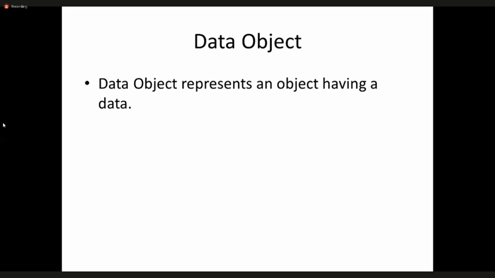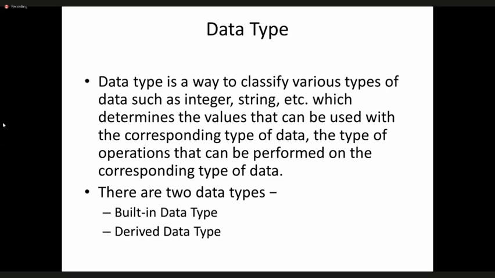Then we come across this term called data object. Data object will represent an object having data. Then we have the term called data type. This data type is a way to classify various types of data, as an example, integer, string.